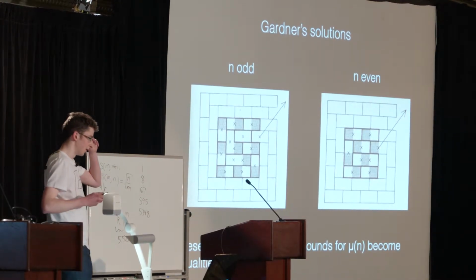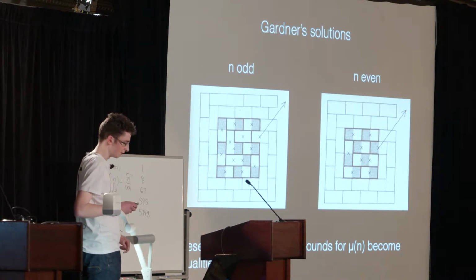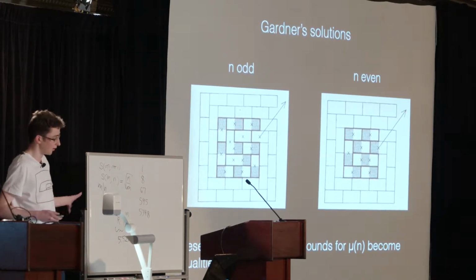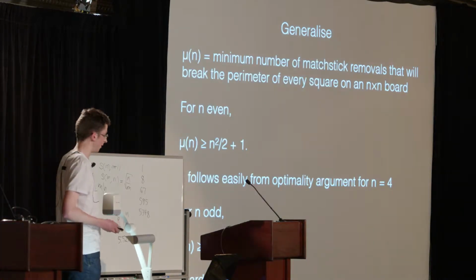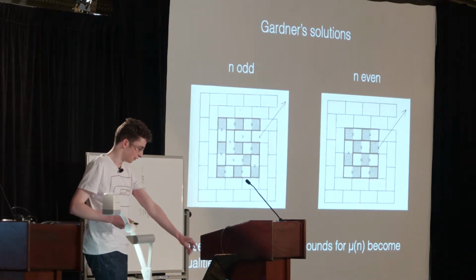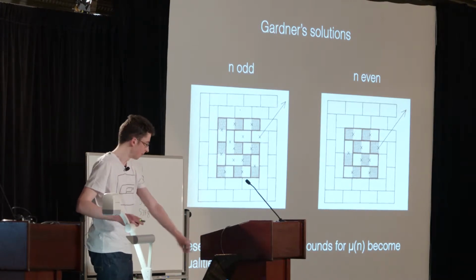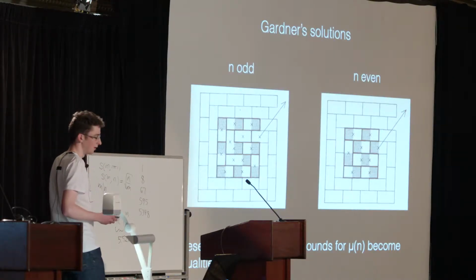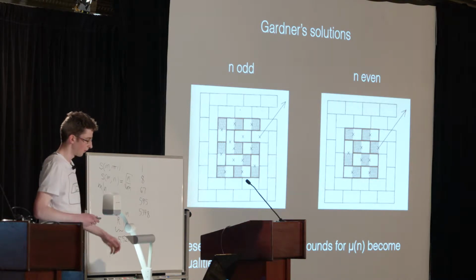These are Gardner's solutions that solve this problem for n odd and n even. These are optimal, so they obtain the lower bounds that we just saw. You can see that this procedure, this is the solution for the 4 by 4 case, and then we tile the board radially, and that's the n equals 6 case, and it's easy to extend to the n equals 8 case, and so on.